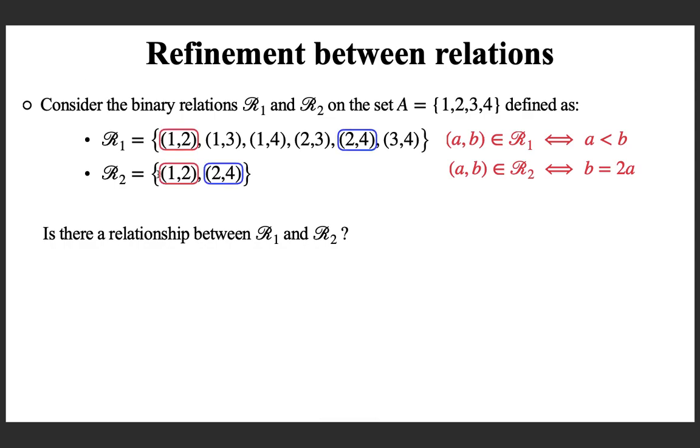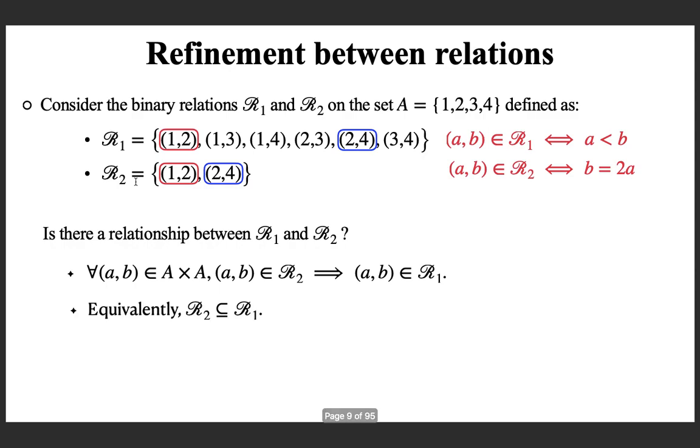You can see that every pair in R2 is also in R1. That is, for all pairs AB, if AB is in R2, then AB is in R1 also. So whenever A and B are related by R2, it is also related by R1. This is a property satisfied by these two relations. Or equivalently, we can say R2 as a set of pairs is a subset of R1. So every pair in R2 is also in R1.